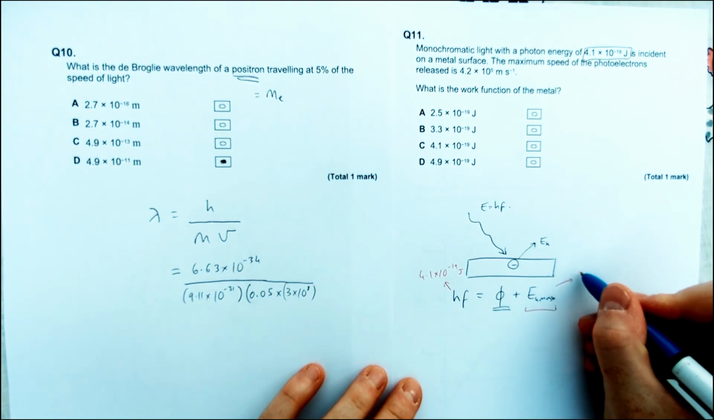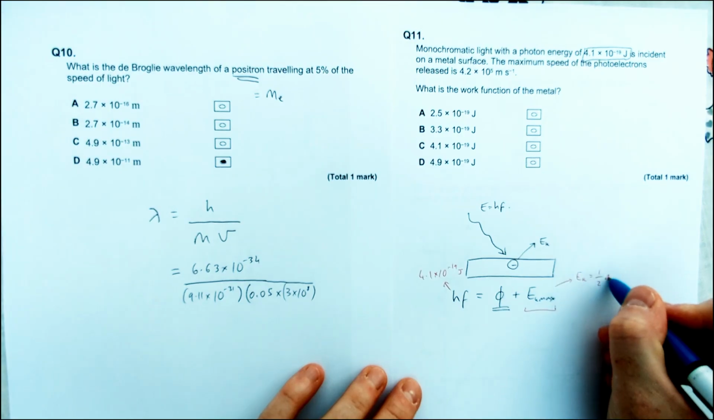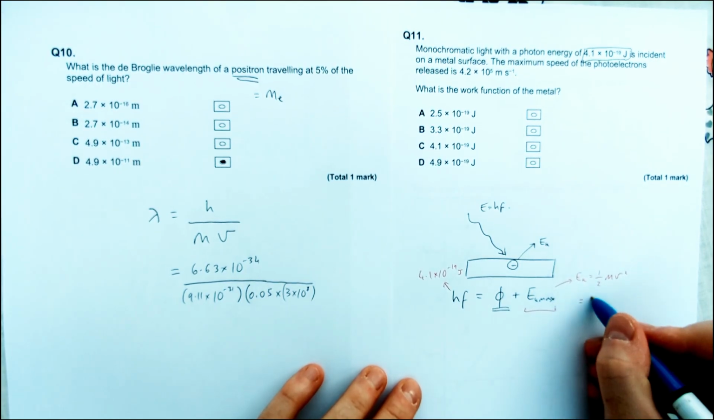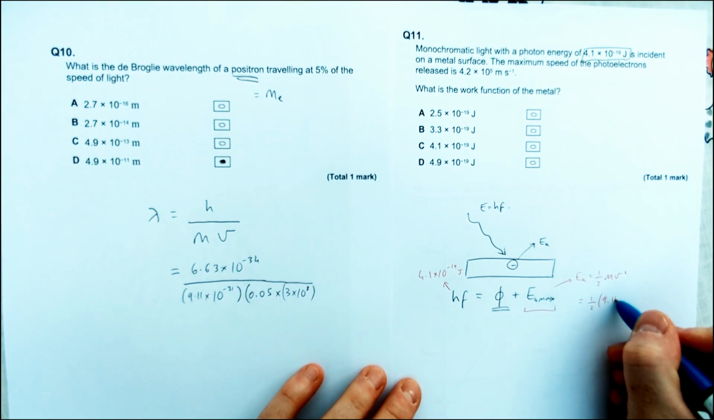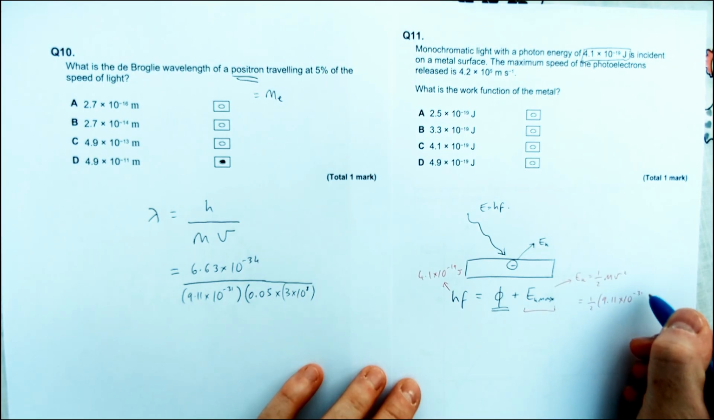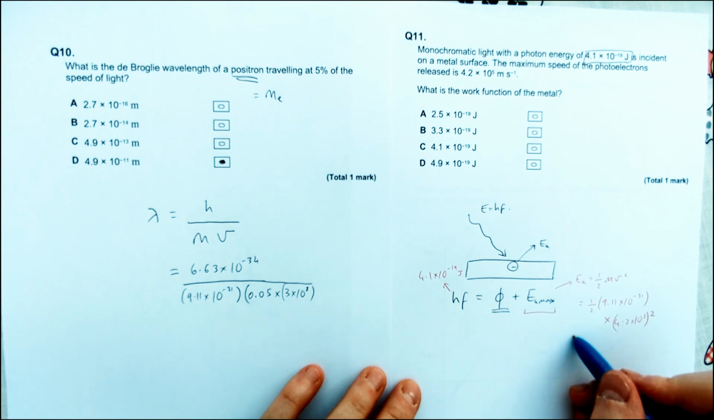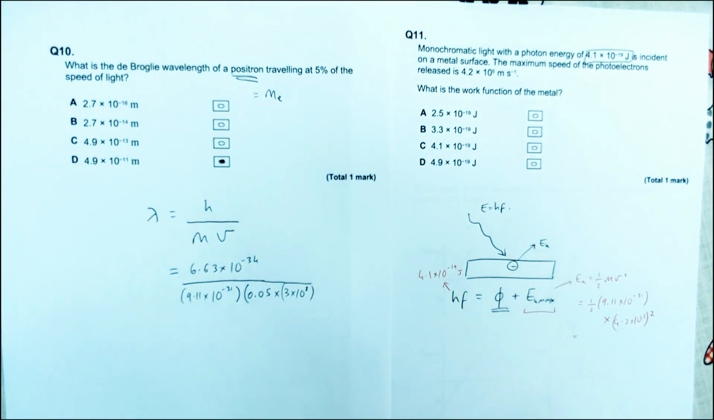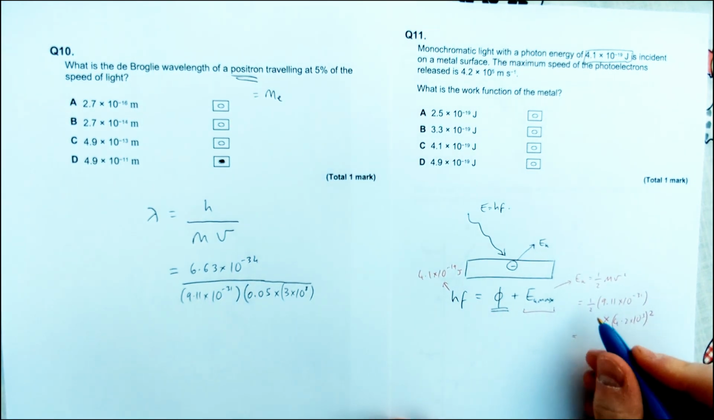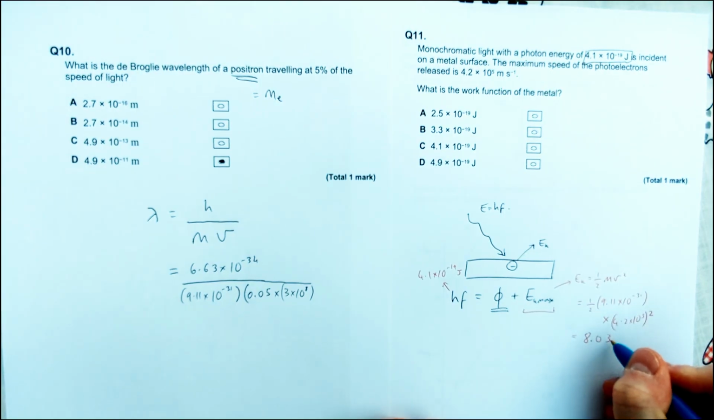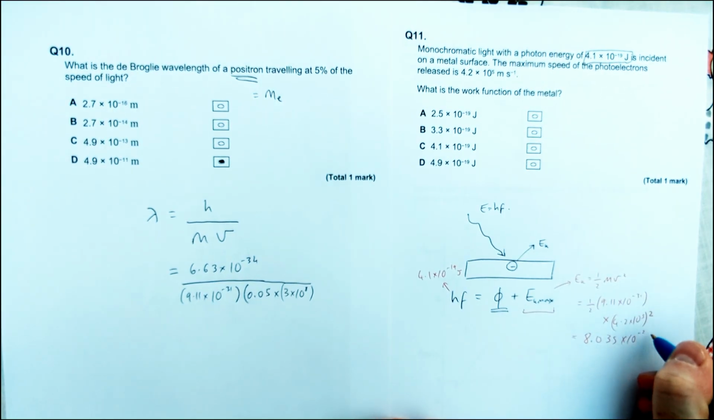because kinetic energy equals half mv squared. We know they're electrons, and we know the speed they're travelling at. So the mass of an electron is 9.11 times 10 to the minus 31, and the speed they're travelling at is, given in the question, 4.2 times 10 to the 5, making sure to square it. This gives us the value of the kinetic energy of the electrons. If you put those numbers into the calculator, it's 8.035 times 10 to the minus 20.